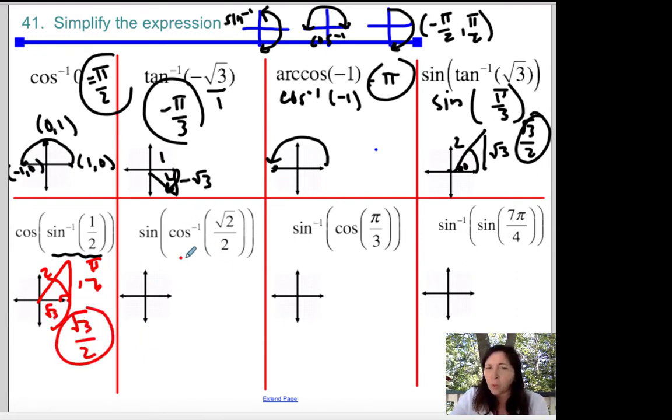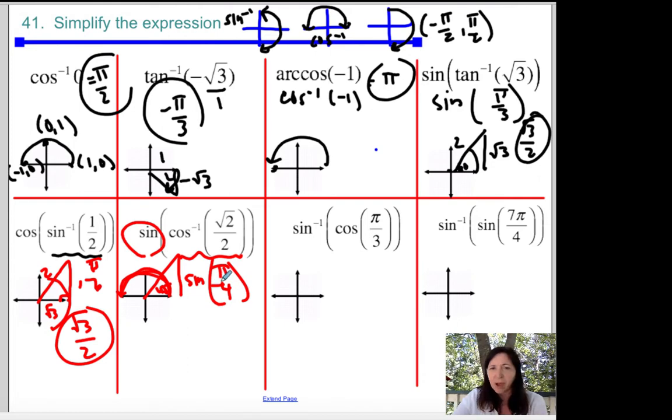This one is saying, where is cosine positive root 2 over 2? Remember, cosine can only be in 1 and 2 quadrants. And because it's positive, it must be in the first quadrant. So that's 45 degrees, or pi over 4. And then this is asking me what is sine of pi over 4? Well, sine of pi over 4 is root 2 over 2.